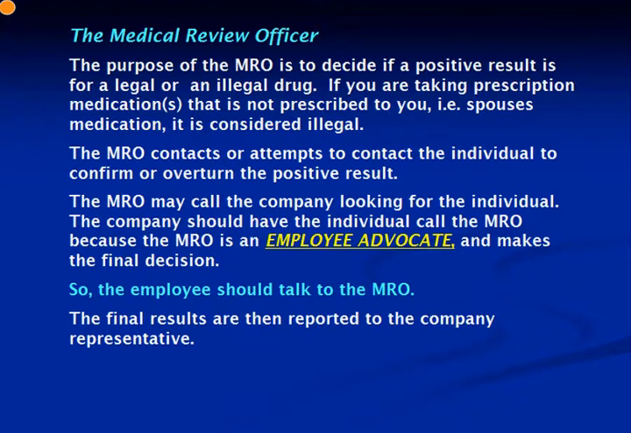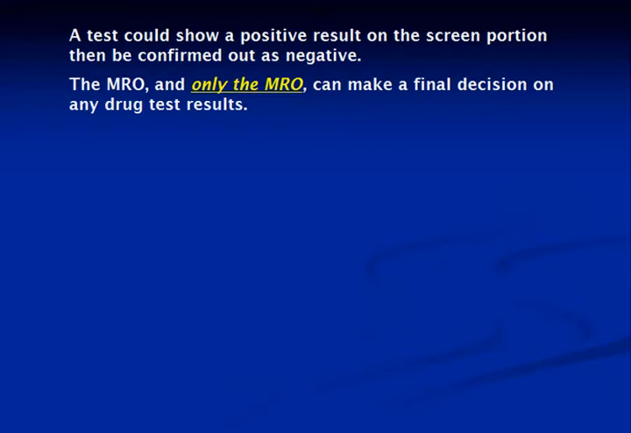The MRO may call the company looking for the individual. The company should have the individual call the MRO because the MRO is an employee advocate and makes the final decision. So, the employee should talk to the MRO. The final results are then reported to the company representative. A test could show a positive result on the screen portion, then be confirmed out as negative. The MRO, and only the MRO, can make a final decision on any drug test results.